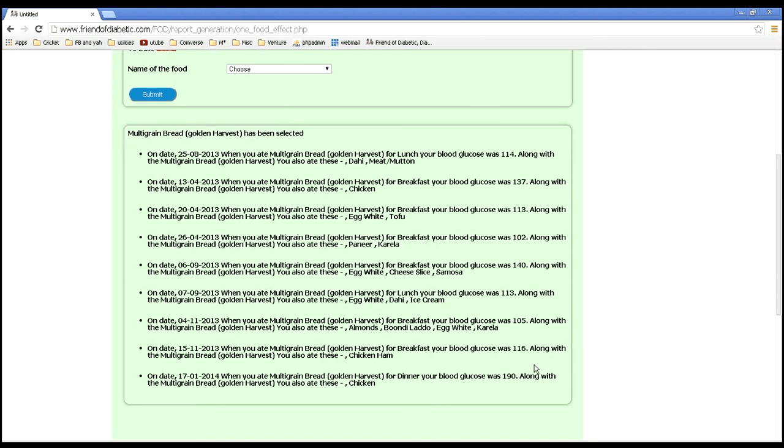At one time it was about 190, but during that time you can see if there was any other specific food item that was eaten. So you can make out a trend that you can deduce as to whether a particular food can have a desirable or undesirable effect on you.